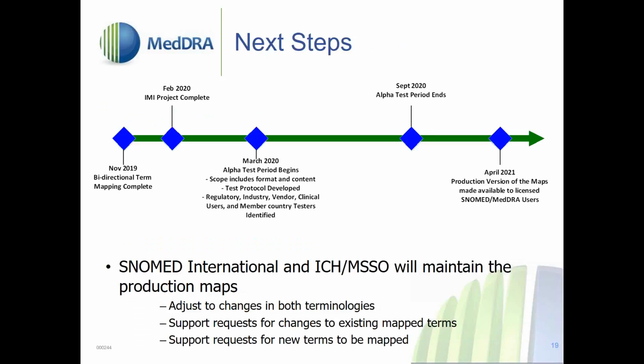And then by September 2020, we feel this alpha test period should be completed. And by next year, April 2021, the production version of the maps will be ready. These will be available free of charge to licensed SNOMED and licensed MedDRA users. Now, both organizations, SNOMED International and ICH MSSO, will maintain the production maps. And this maintenance will include adjusting to changes in the terminologies, as well as supporting requests for changes to existing map terms and supporting requests for new terms to be mapped.